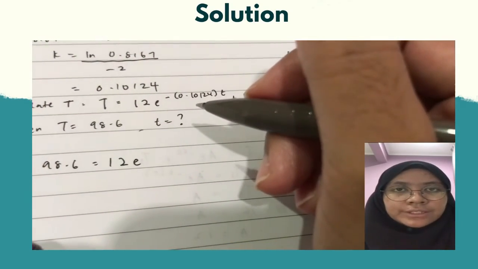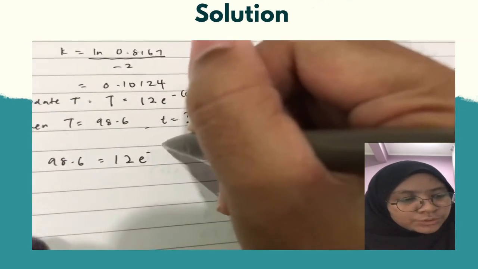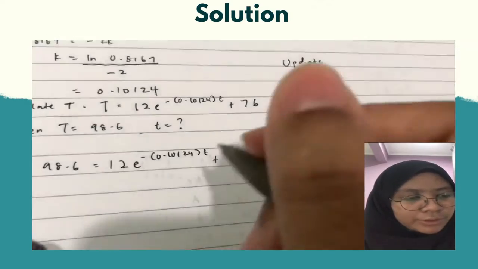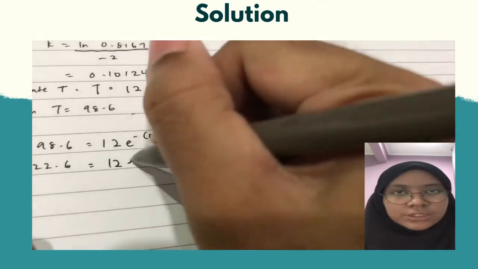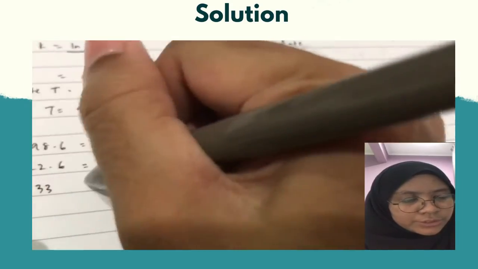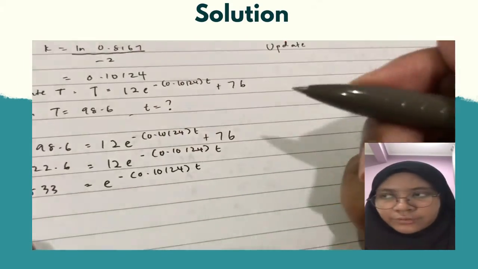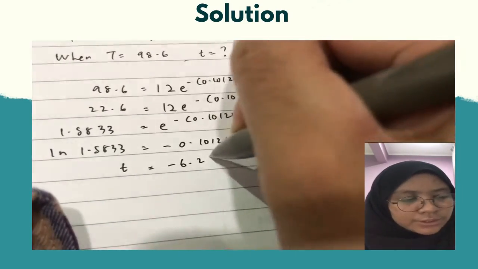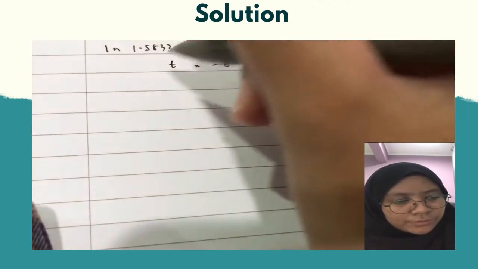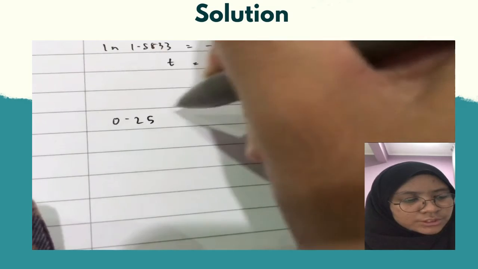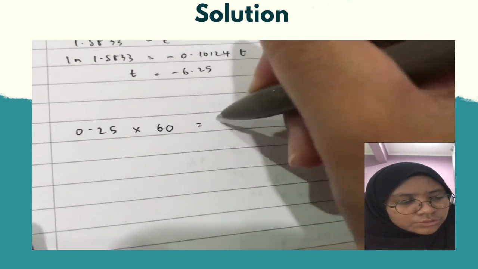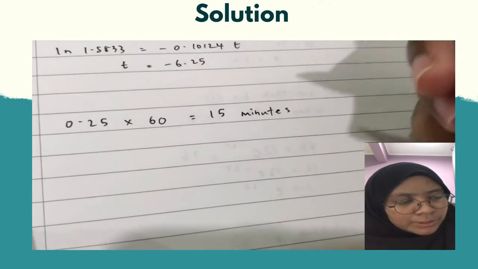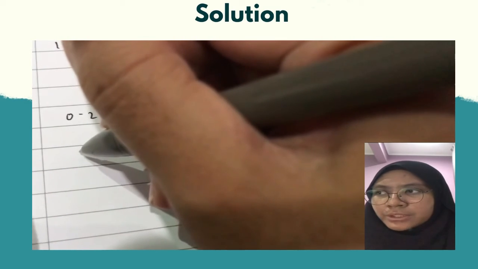So to determine how long the body has been murdered, we will substitute the value of the initial temperature of human's body, which is 98.6, because we assume that the initial temperature of human's body is 98.6. So T will become 98.6, and we put all the value here, and we'll solve it, and then we'll get t is equal to negative 6.25 hours. From there, we will have to convert 6.25 hours in hours and minutes. So the decimal number will be multiplied by 60. So we get 15 minutes.